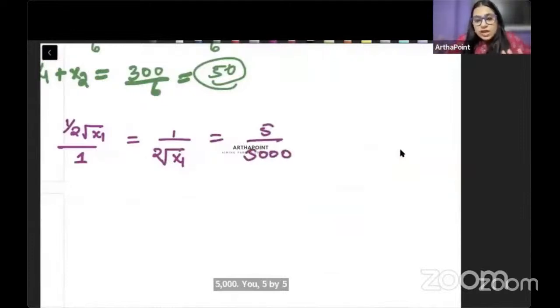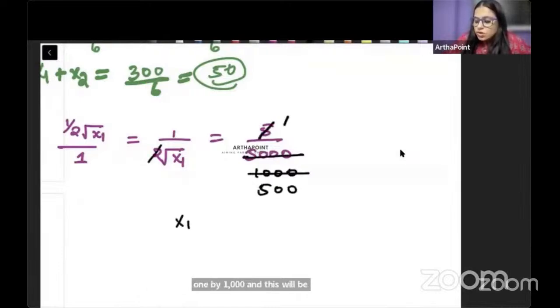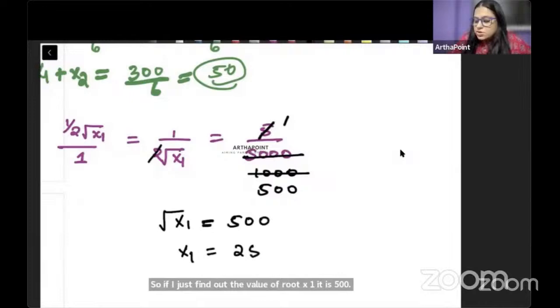Listen to me very carefully. This will be 5 by 5,000, right? Now if I cancel this out, this will be 1 by 1,000 and this will be 500. So if I find the value of root x1, it is 500. x1 will come out as 2,500.